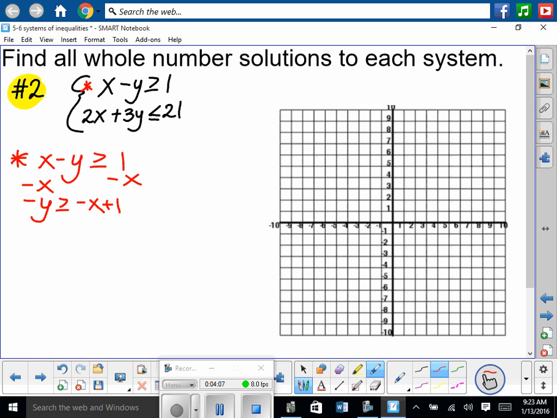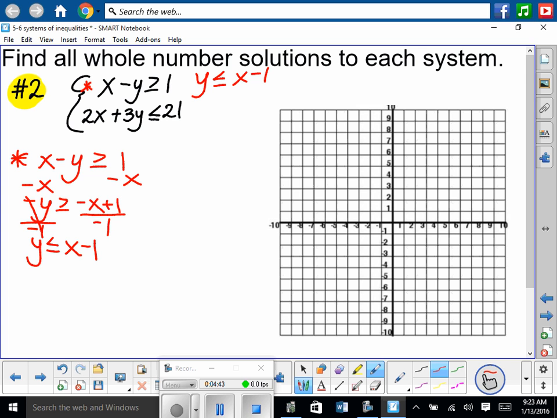Questions up to here so far? Okay, negative y is technically negative 1 times y. We need y completely alone, so I'm going to divide both sides of the equation by negative 1. Because we divided by a negative, we've got to flip our inequality. So we have y is less than, so we've got to flip our inequality, or equal to. Then let's split this up. Negative x divided by negative 1 is positive x, and positive 1 divided by negative 1 is negative 1. So I just rewrote this as y is less than or equal to x minus 1.